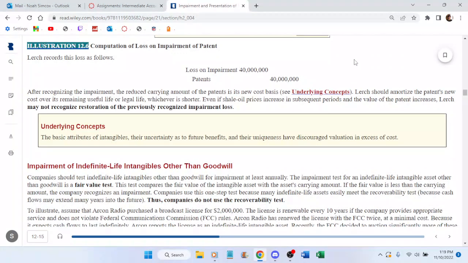After recognizing the impairment, the reduced carrying amount of the patent is its new cost basis. Lurch should amortize the patent's new cost over its remaining useful life or legal life, whichever is shorter, even if shale oil prices increase in subsequent periods and the value of the patent increases. Lurch may not recognize restoration of the previously recognized impairment loss.